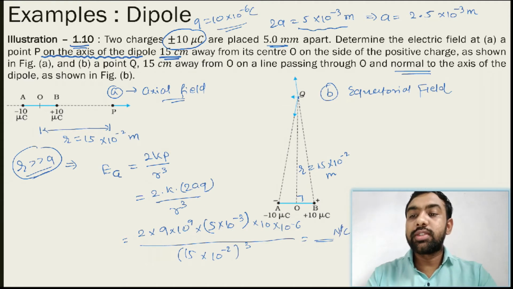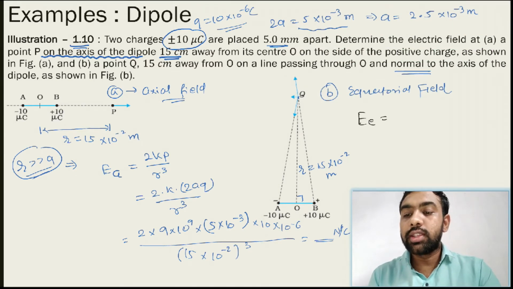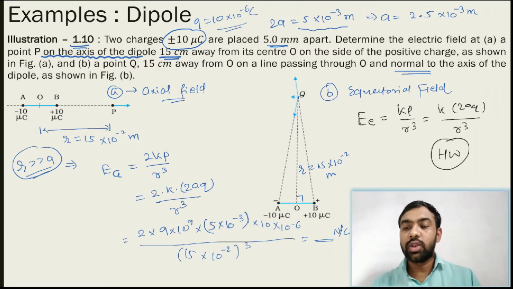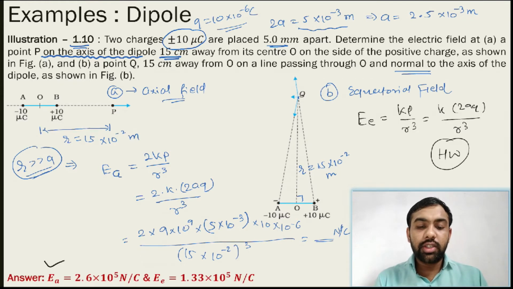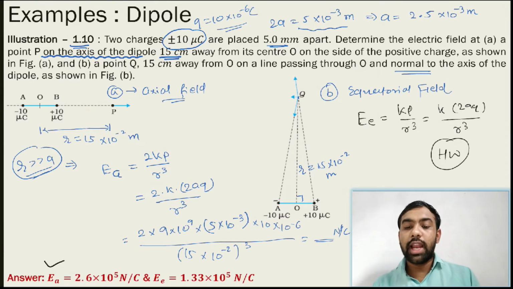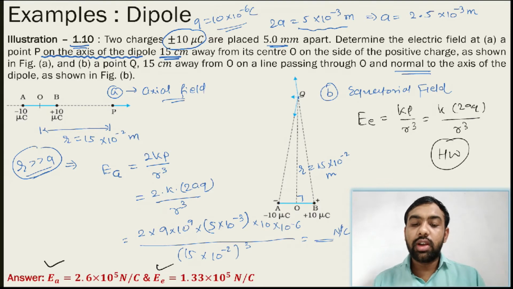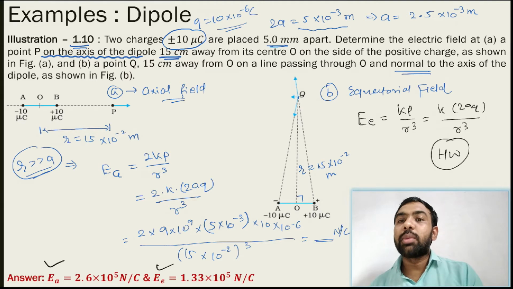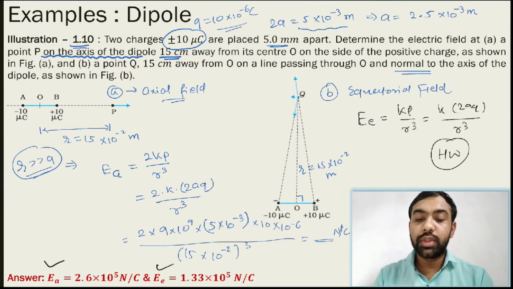And what is the second case? This one. E equatorial is equal in magnitude to kp upon r cube. So k is as it is, p means 2aq upon r cube. So the remaining task is homework. Okay, in the same way you can put values and find it. The answer will be: E axial is 2.6 into 10^5. After calculating you get this answer. E equatorial will be 1.33 into 10^5, and you get the final answer. All of you note this, then after we go to the next one. Note it. Okay, let's see the next one.